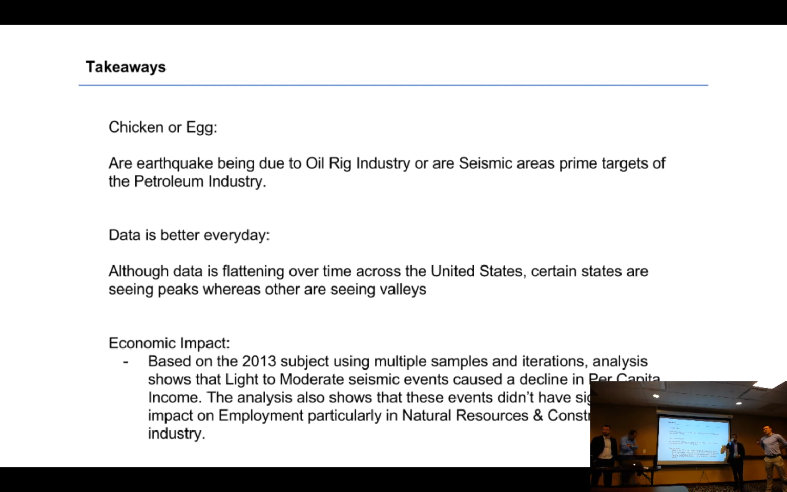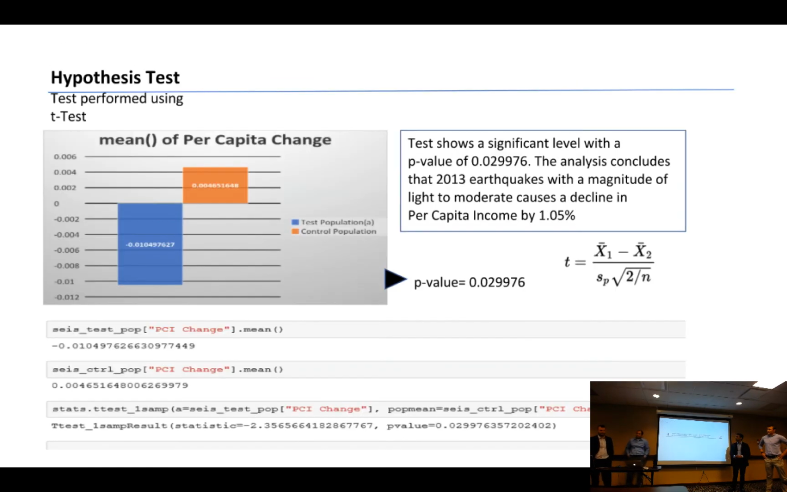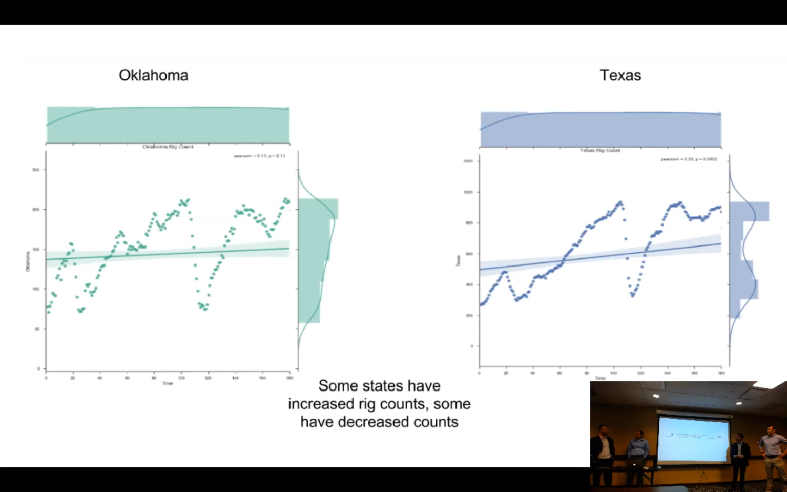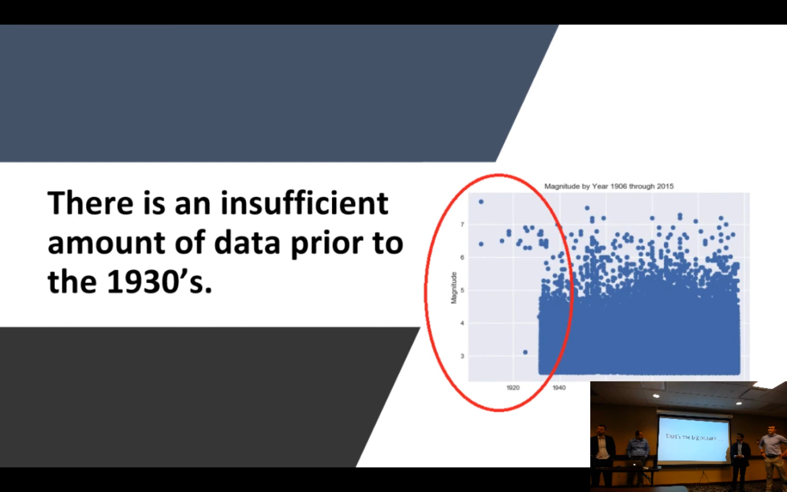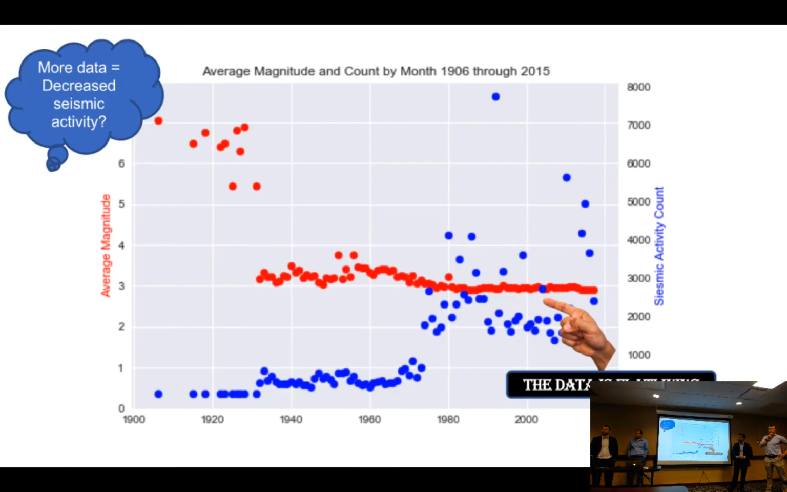So you kept going back to the chicken and egg. That's based on your 2013 data, right? Is that what you looked at? Say that one more time. So whenever you said chicken and egg, the question really is, did you look at when the rig operations actually started in these two states, Oklahoma and, I think?